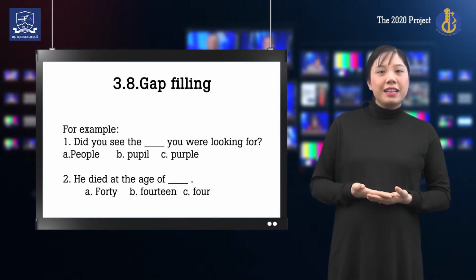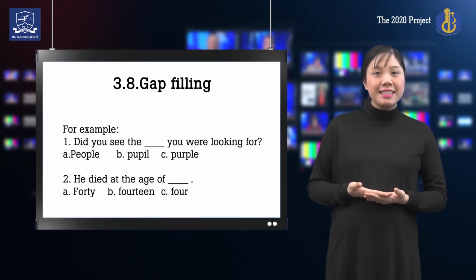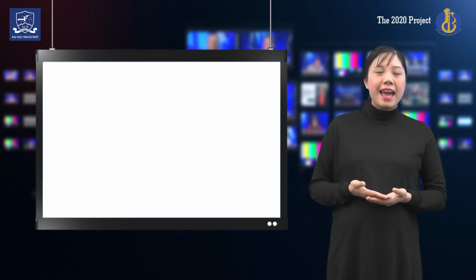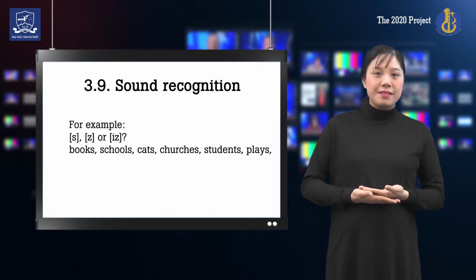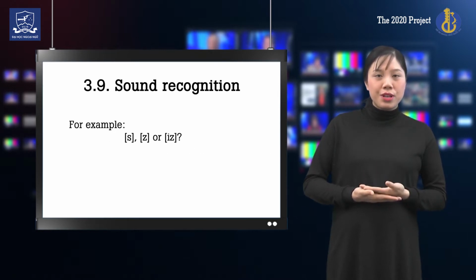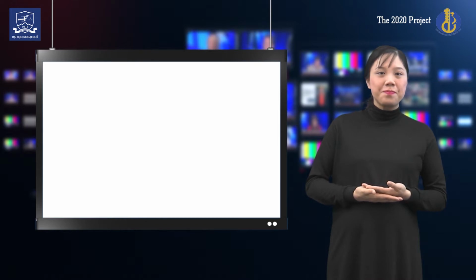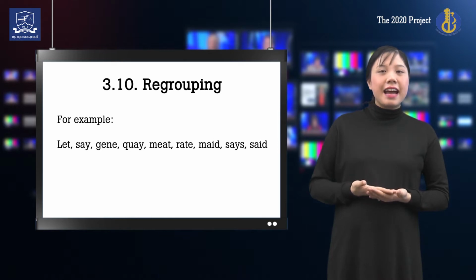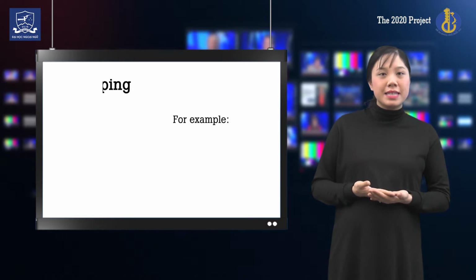8. Gut feeling. In this type of exercise, the test taker listens to a sentence and selects from a set of words the one they hear. 9. Sound recognition. Here, the test taker receives a set of cards with words. The test giver pronounces them and asks them to show the corresponding card. 10. Regrouping. In this, test takers are given a list of words and asked to regroup the words that have the same sound.